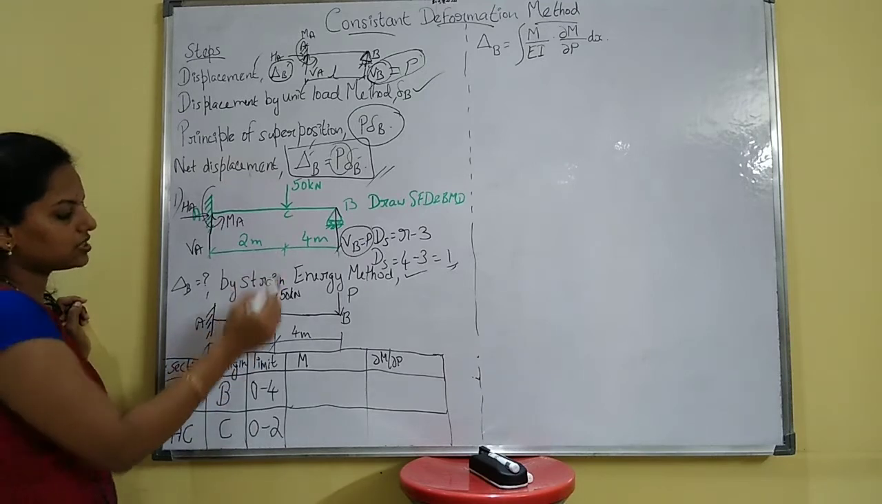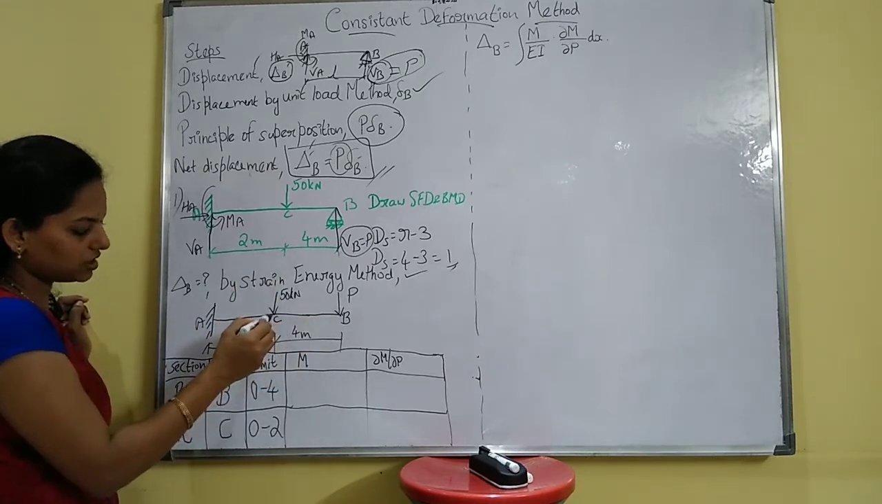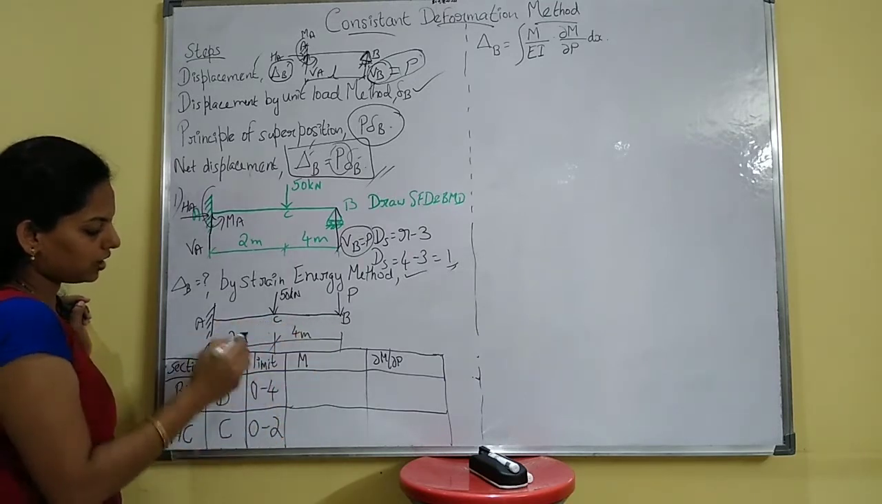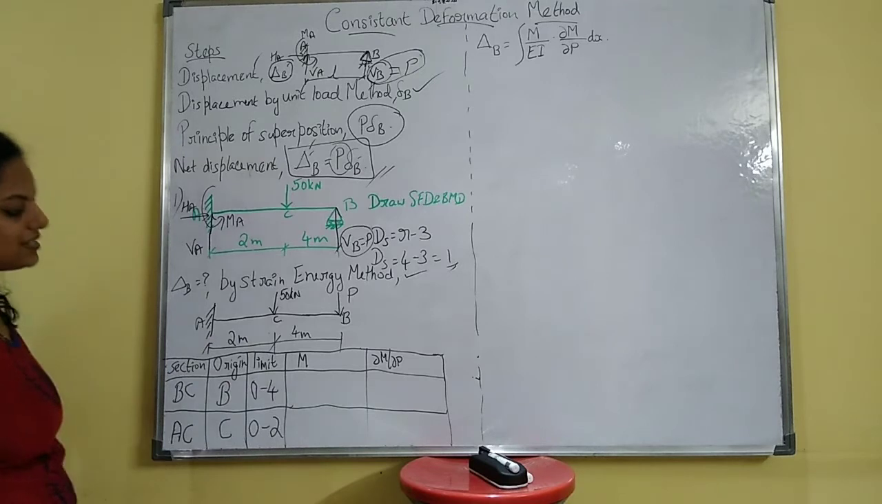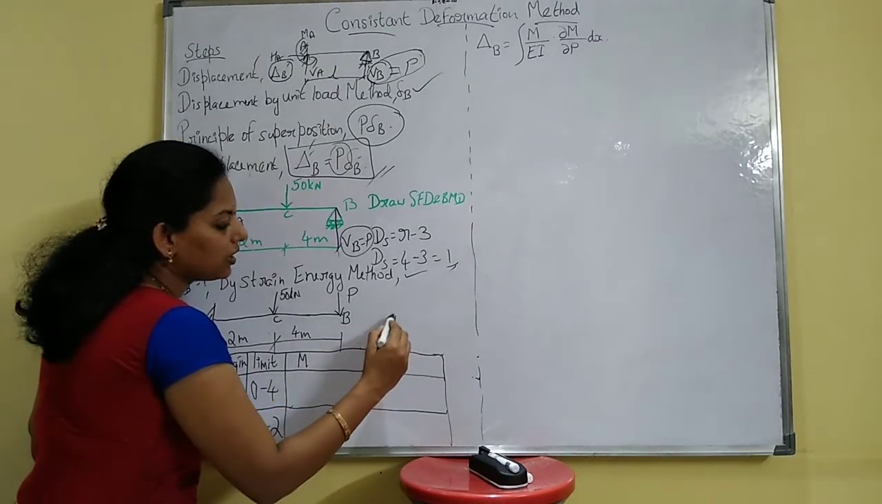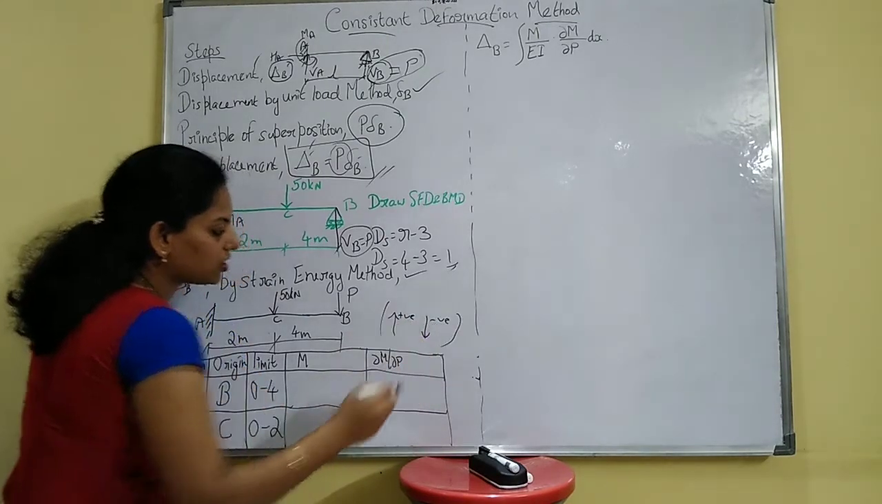So there are two sections, BC and AC. Take origin here as B. For this you have taken origin as C. Then this limit is 0 to 4 and this limit is 0 to 2. That is the distance. Next step, find out the bending moment. So bending moment, upward as positive, downward as negative. This is your sign convention.